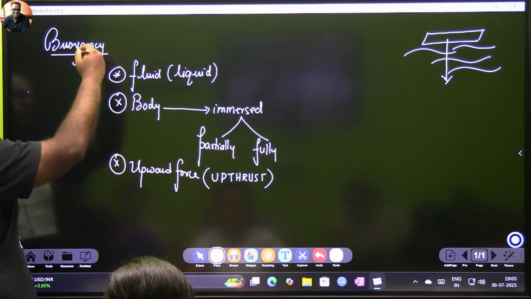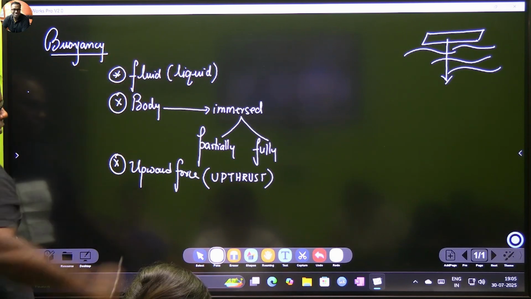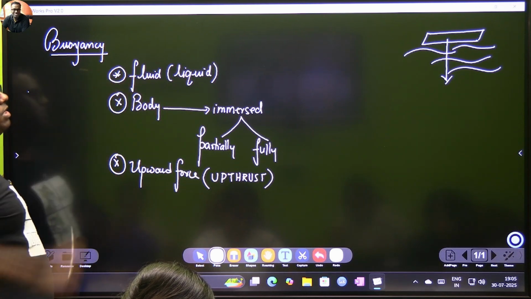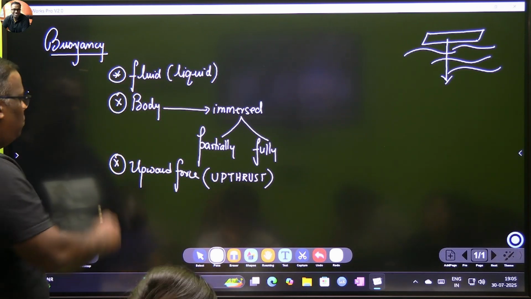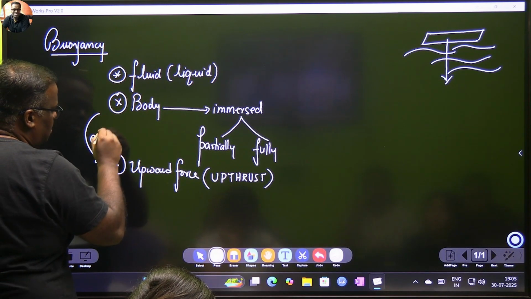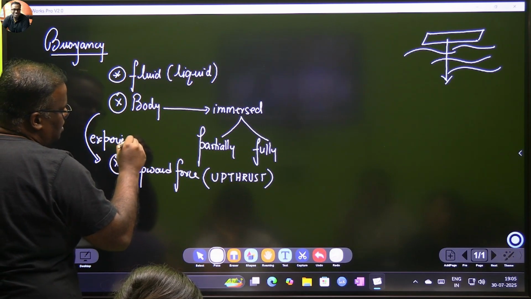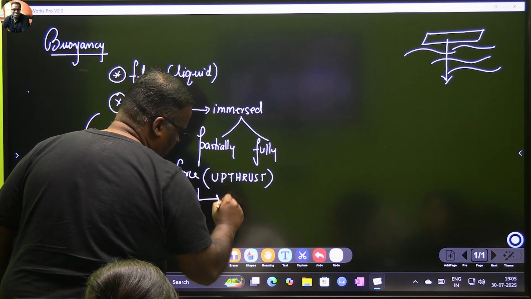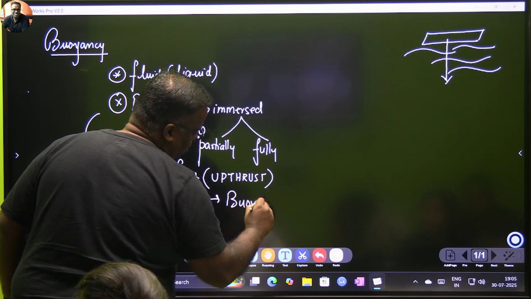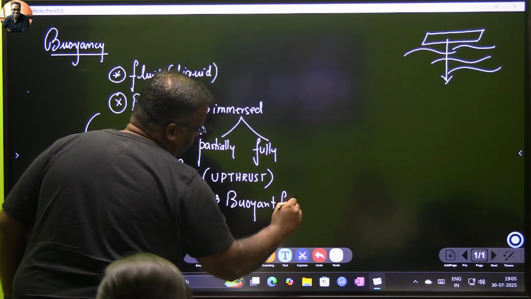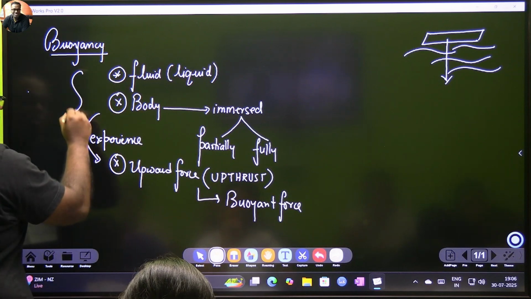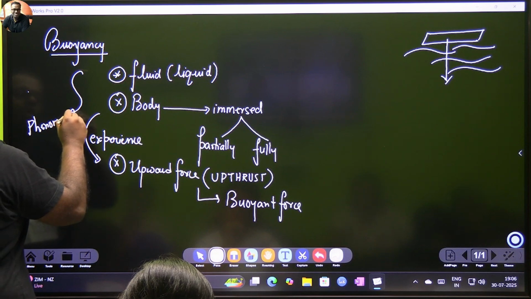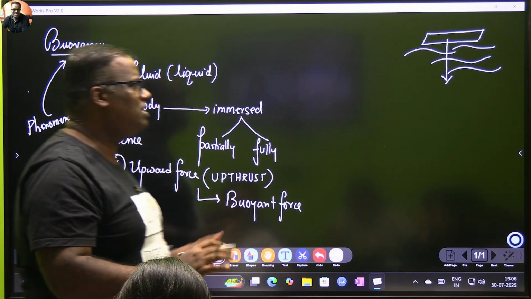So for buoyancy, we need a fluid. As of now, we will talk of only liquid. We are not talking of gas. In this liquid, whenever a body is immersed, partially or fully, the body is going to experience an upward force or an upthrust. This upward force or upthrust is known as the buoyant force. And this entire phenomenon is termed as buoyancy.